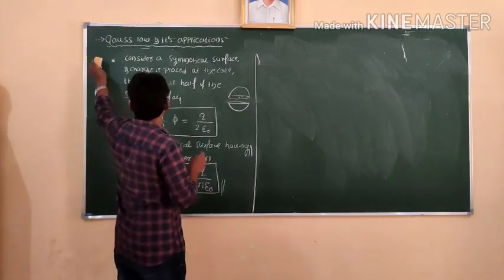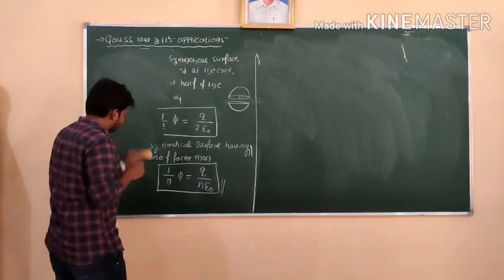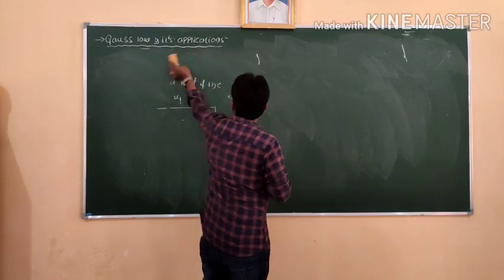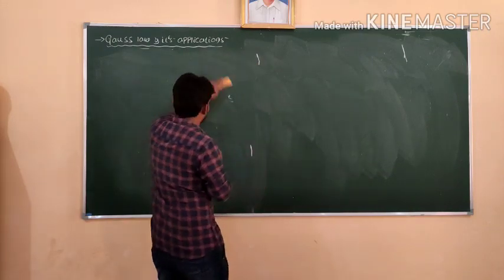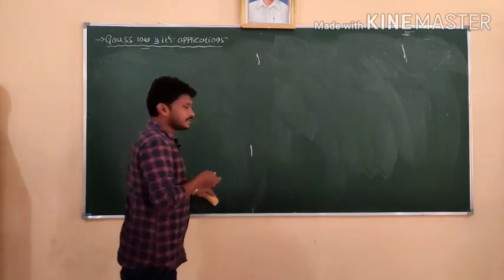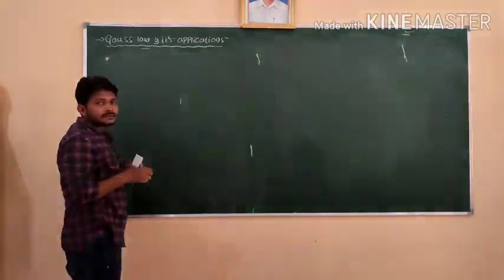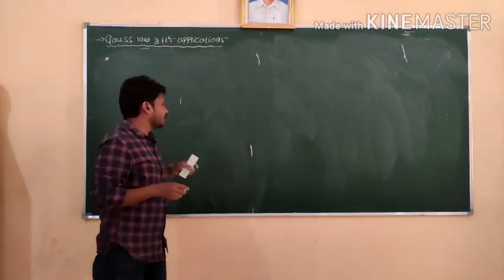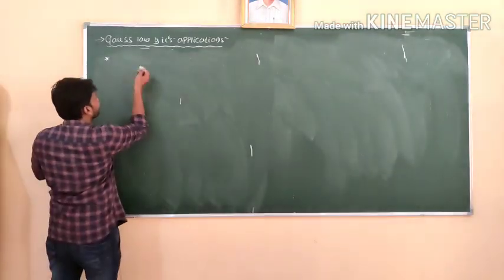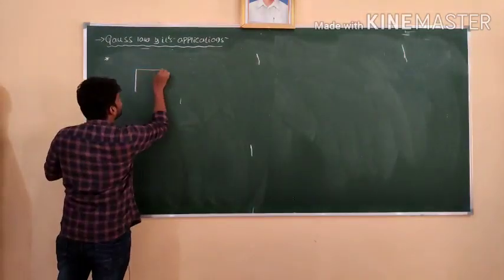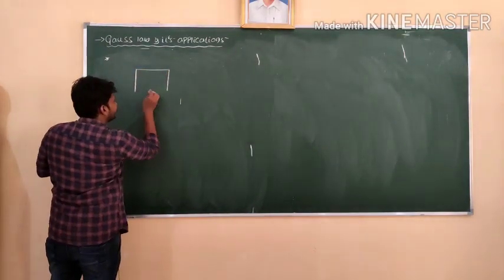So let me begin that example. I will consider one cubical body here. In the case of that cubical body, I will place the charged particle at the center of the cube. So for example, let me draw one cube here. So this is the cube here.